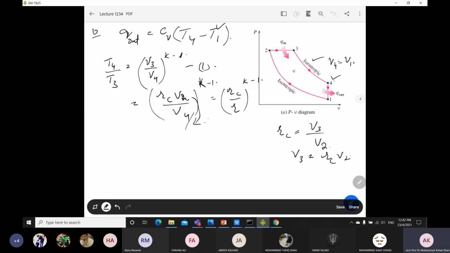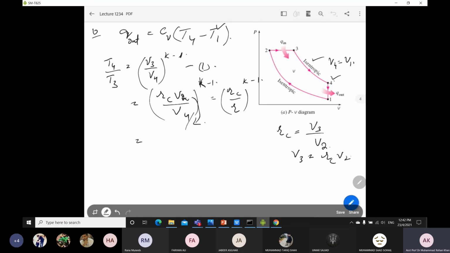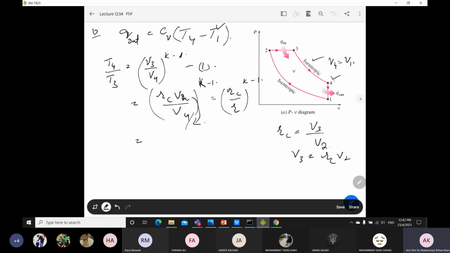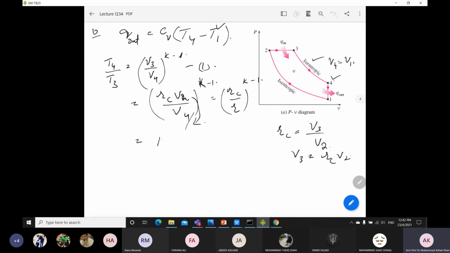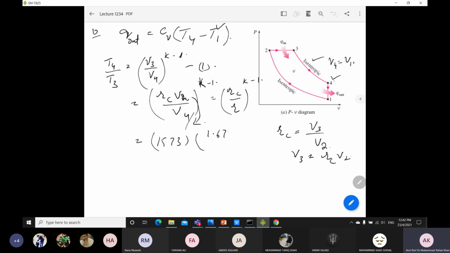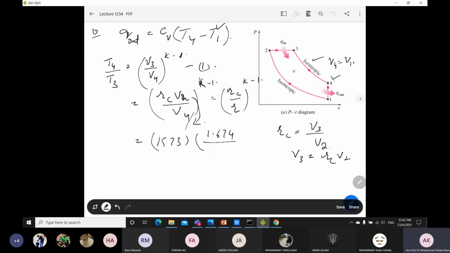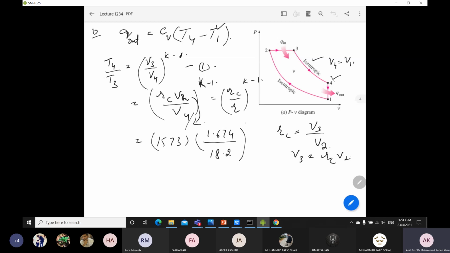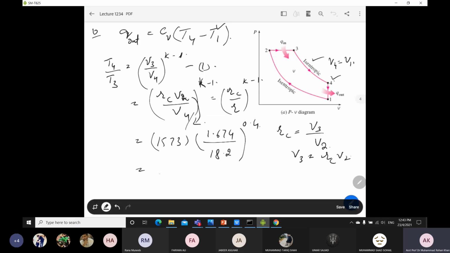Okay, so now these two values are known to you. RC value is given in the previous section because we already found part A, and R value is given in the problem. Okay, and T3 value is also known to us from the question as well because it is mentioned that at the end of the heat addition process the temperature is 1300 degrees Celsius. So you can just put the value 1573 which is the temperature at T3. RC value is 1.674, which is given from part number A, and then 18.2 is the compression ratio, and 1.4 minus 1. Okay, so from here you can easily find the temperature at point number 4.